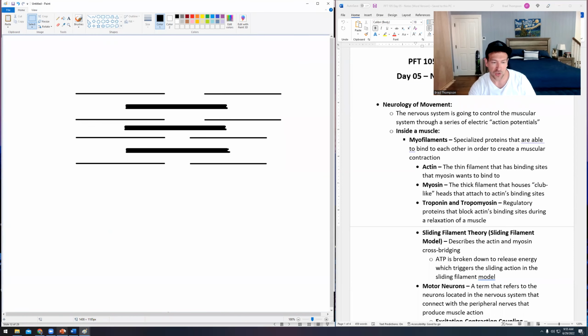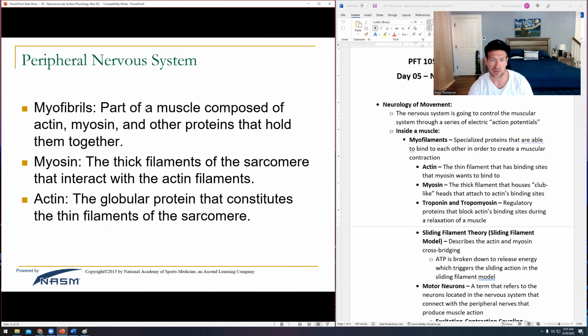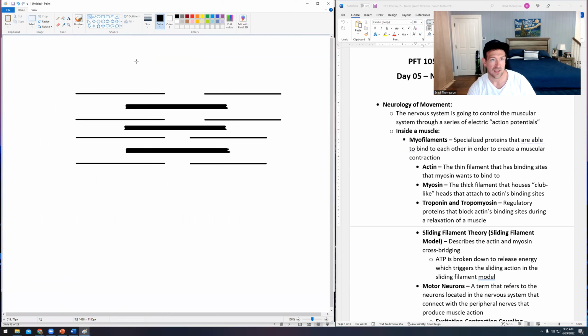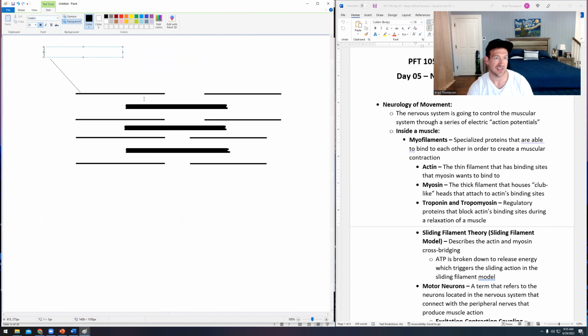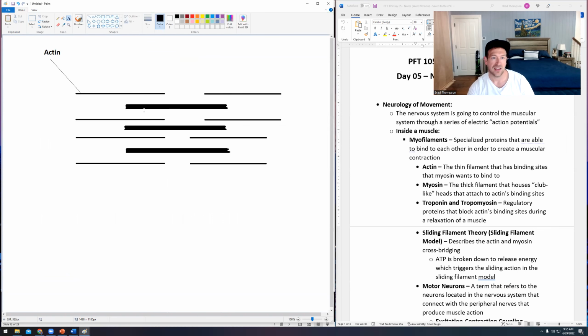So those proteins, let's go ahead and understand what they are. So myofibrils are the rods themselves, and myofibrils house what we call our myofilaments. Myofilaments are specialized proteins that are able to bind to one another, and they create that contraction. So you've got thin proteins. These are called your actin. Okay, so that is actin. And the thick proteins right here, that is called your myosin.